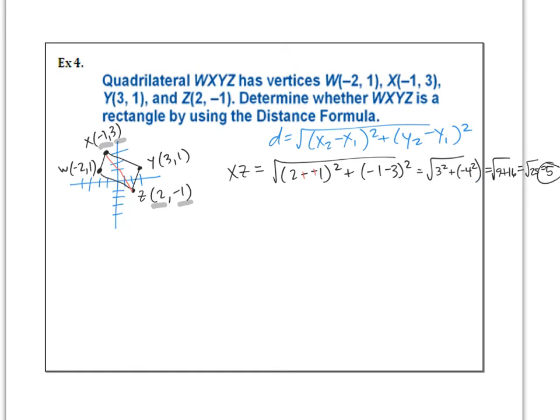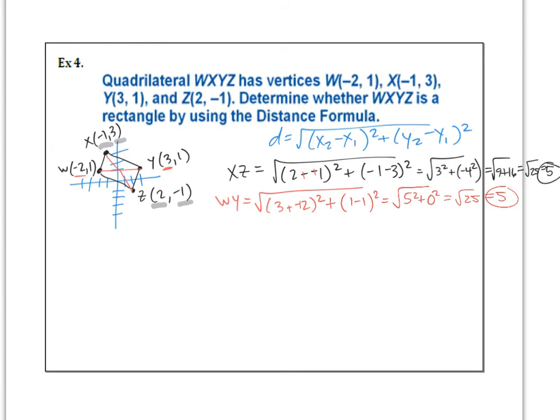Now I'm going to do the other diagonal, which is w to y. So it's across here. So wy, make my big square root, and I'm going to do 3 minus negative 2 squared. So I have this 3, this negative 2. And then I'm going to go plus 1 minus 1 squared. This becomes a plus. So I have 5 squared plus 0 squared, which is root 25, which is 5. Haha! The diagonals were the same length, so that's a good start.